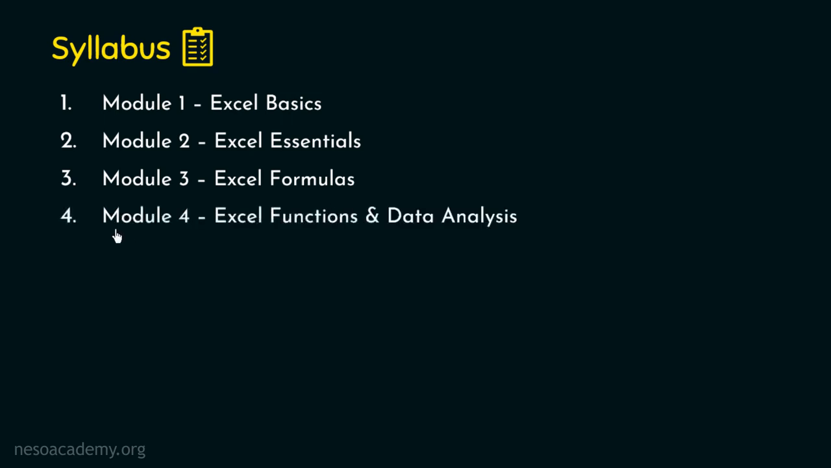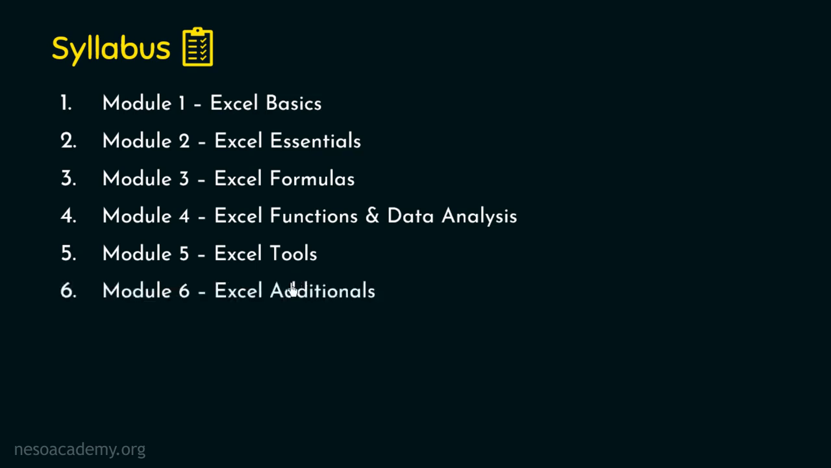Then we have module number 4, that is Excel Functions and Data Analysis. It includes working with an Excel list, data validation, Power Pivot tools, etc. Then we have module number 5, that is Excel Tools. It includes auditing an Excel worksheet, importing and exporting data, what if tools in Excel, etc. Then we have the last module, module number 6, Excel Additionals. It includes macros and VBA in Excel, preparing and cleaning up data with VBA, and many more.